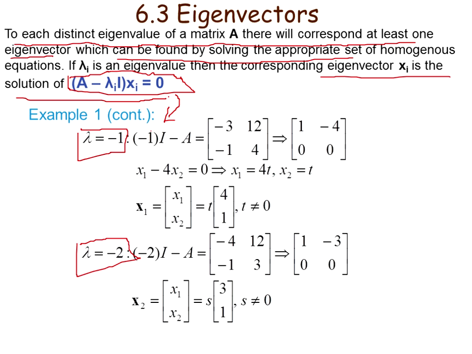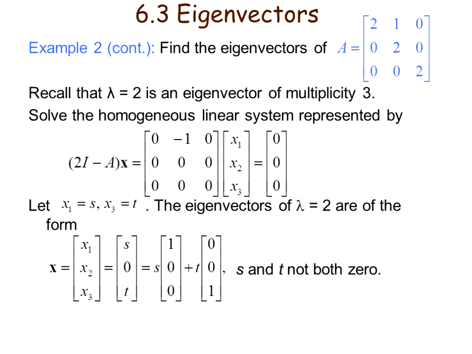We get this matrix and open it. So x1 minus 4 x2 is equal to 0, x1 is equal to 4t, and x2 is equal to t. This is the eigenvector: x is equal to t, taking t common outside, times the vector 4 and 1. With other examples you can understand clearly.